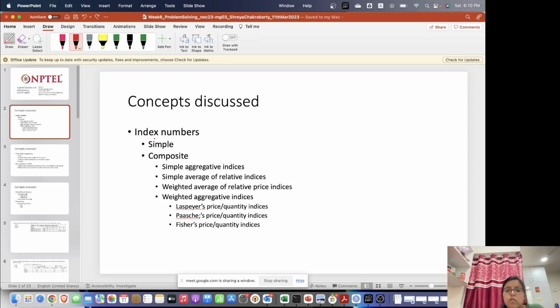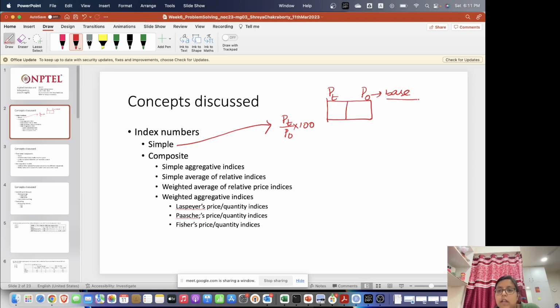And we also saw what are the types of index numbers. So if I have a quantity whose price at the tth time point and price at some base time point is given, then the simple index number is nothing but the ratio of the two into 100. This was the simple index number.